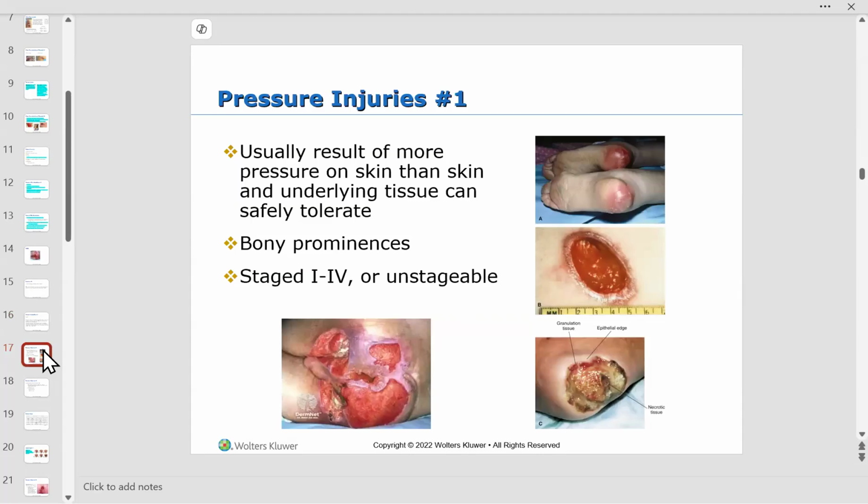All right, let's go to pressure injuries, okay? They're the result of pressure, more than the skin and the tissue can take. They're found on bony prominences, and they are either staged 1, 2, 3, 4, or they can be unstageable. And then there's one more, suspected deep tissue injury. But when you look at these wounds, you see the heels, notorious, the coccyx and the buttocks. I mean, that's horrible, right? And there you have a heel.